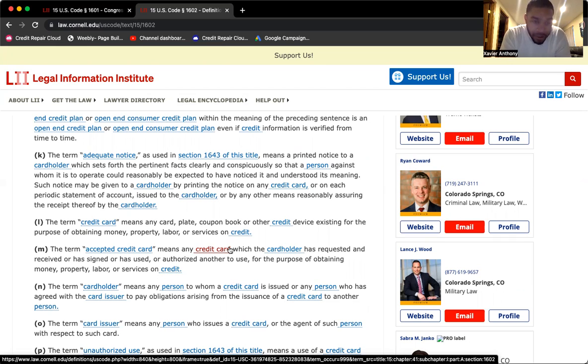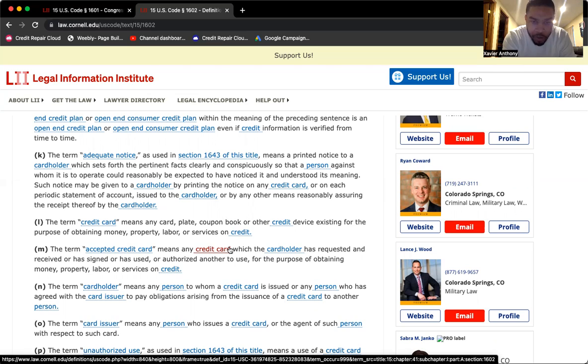The card holder means any person to whom a credit card is issued, or any person who has agreed with the card issuer to pay obligations arising from the issuance of a credit card to another person. All right, so card holder. Let's understand this from both points. We're gonna start with the natural person. So the card holder means any natural person to whom a credit card is issued. So you're issued a credit card, a driver's license from the state, or your social security card from the state, or whatever. So that's what they're talking about in that part.